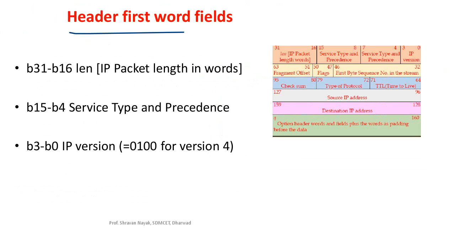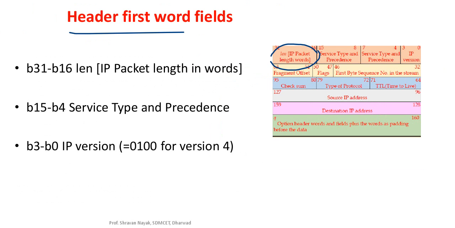So from one layer to another layer, whenever you want to transmit the data, you have already seen that some of the header words, some of the checksum and other fields are going to be added. Accordingly, in this protocol version v4, what exactly the bits 31 to 16 show is the length in words. Then the service type and precedence, this is the second one.